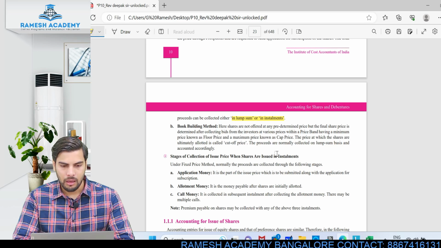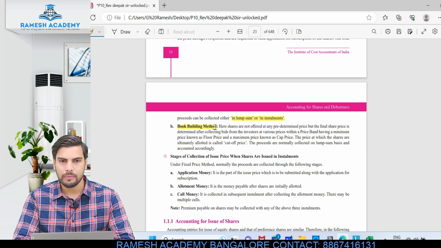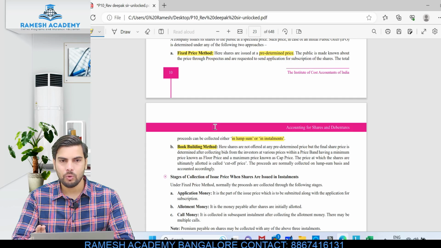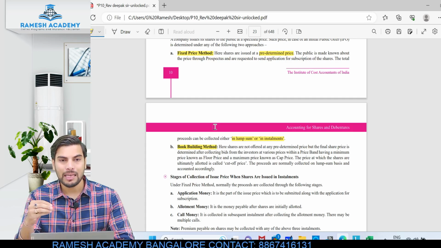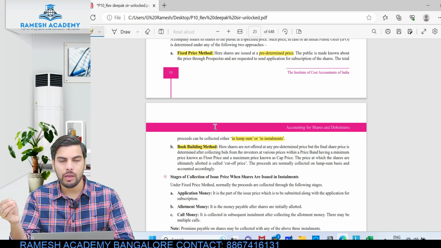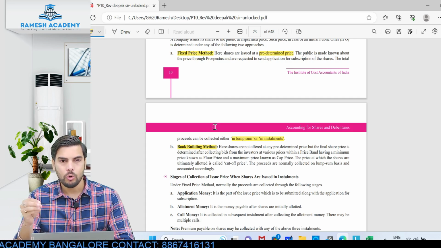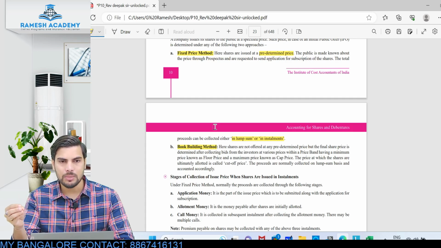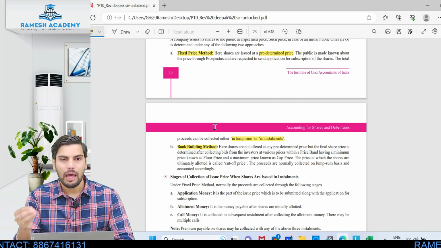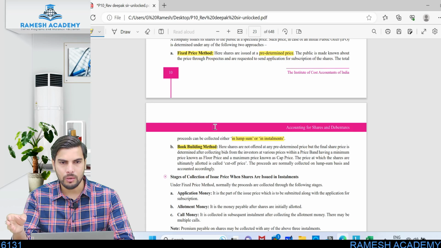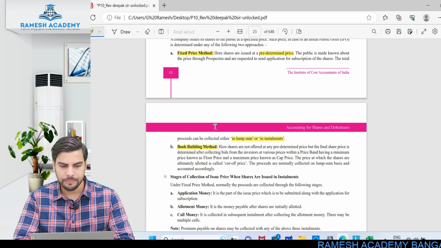Clear? Now what about the book building method? Let's talk about it. First, be clear about the fixed price method. What happens in the case of the fixed price method? The price at which the company will be issuing the shares will be predetermined. It will be fixed and mentioned in the prospectus. So whoever is interested in purchasing the company's shares can apply at the predetermined price, whatever it is. The amount can be received by the company either in one lump sum or in installments. No restriction with respect to that.